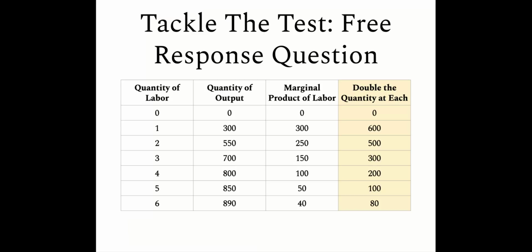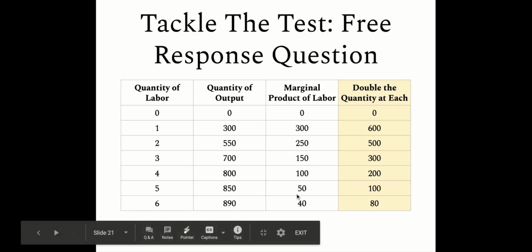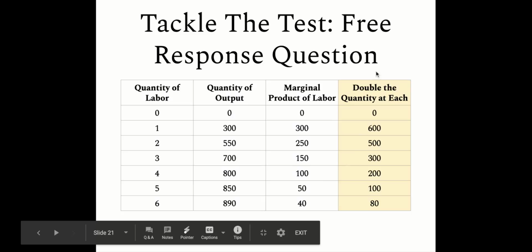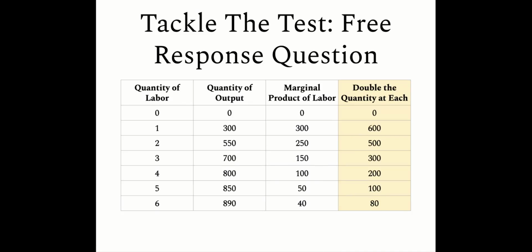And then it says, let's say that there was a technology advance that doubles the productivity of workers. What would happen in that situation? All I'm doing is taking my marginal product of labor and doubling it. So they really just cared about quantity in this question. So 300 times 2 is 600, 250 times 2 is 500. You get the point, okay? And that's how you would tackle that free response question, all right?